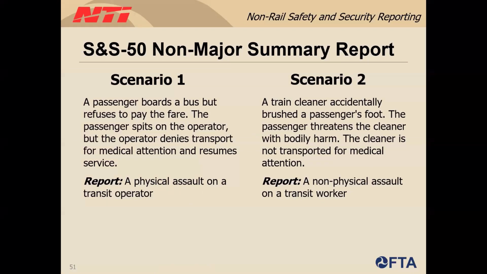In the first scenario, a passenger on a bus refuses to pay the fare and spits on the operator. The operator denies transportation. You would report this as a physical assault on an operator. In the second scenario, the passenger's refusal to exit the bus so the doors may close prompts the operator to leave their seat and approach the passenger. This interferes with the operator's duty to drive the vehicle. Report the assault on the transit operator. This would be considered a non-physical assault.